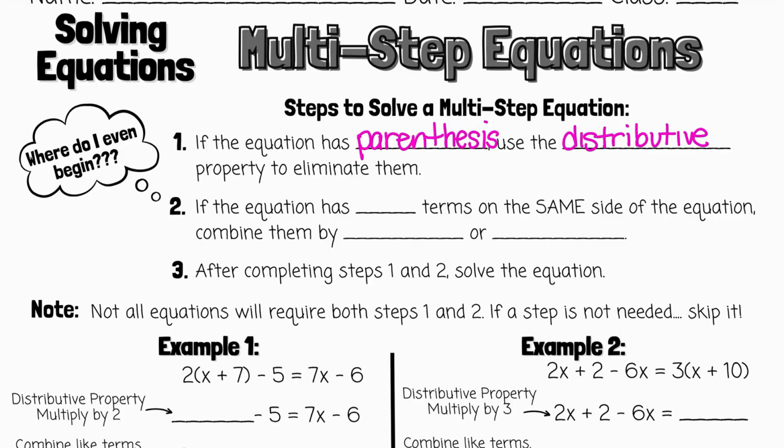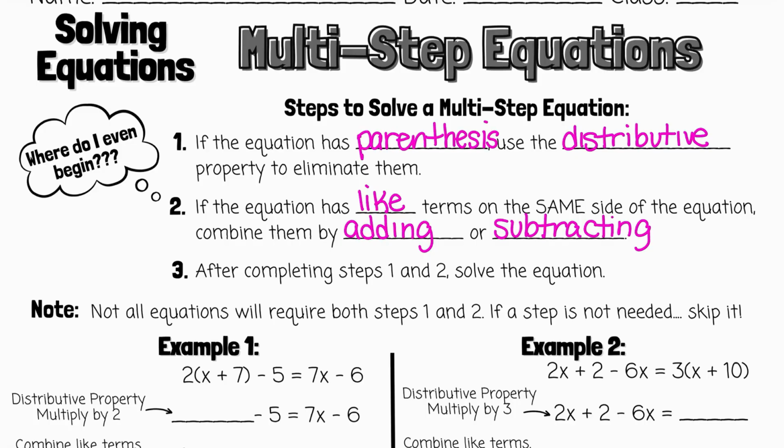Remember, the distributive property is where you multiply the number that's on the outside by the two things on the inside of your parentheses. Once that's done, then look to see if you have any like terms. Check the right side, see if there's any like terms. Then separately check the left side. For it to be like terms, they have to be on the same side of the equation. You're going to combine those like terms by either adding them or subtracting them. And again, they have to be on the same side of the equation for you to add or subtract them.